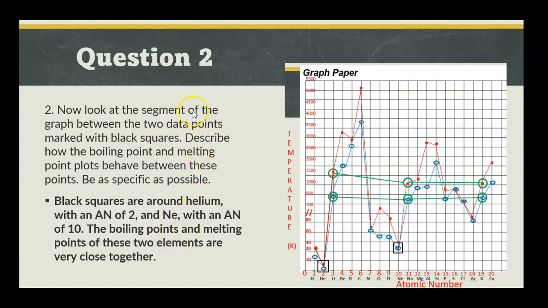Question 2 says, now look at the segment of the graph between the two data points marked with black squares. Okay, so we're looking here between these.